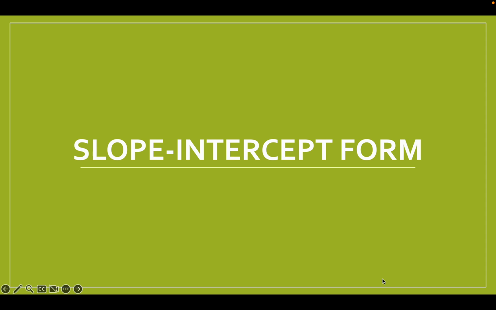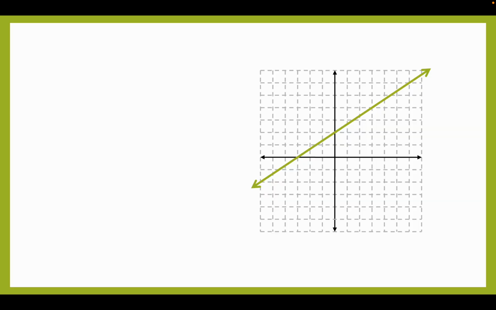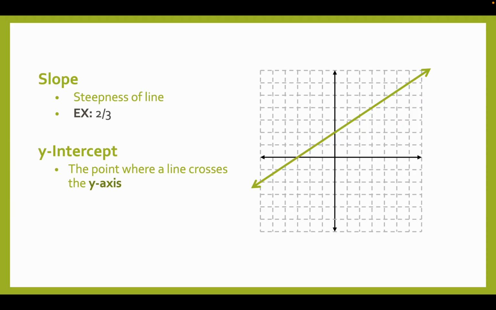For lesson 4.1, Slope-Intercept Form. The slope of a line tells us the steepness of the line. For example, the slope of this line is 2/3. The y-intercept of a line tells us the point where the line crosses the y-axis. In this example, that is (0, 2).